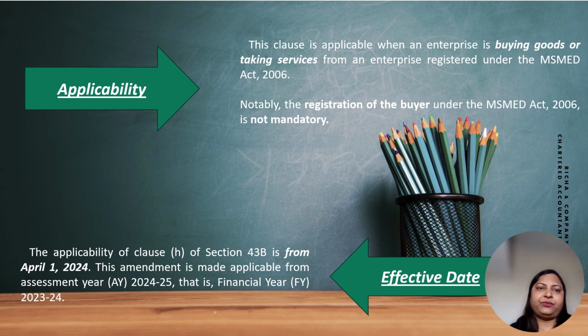Now, from which date did it become effective? This section has been effective from the 1st of April 2024, which means this amendment is applicable from the financial year 2023-24, this year itself. So please make sure your clients or your companies are following this section. They should not be in default.